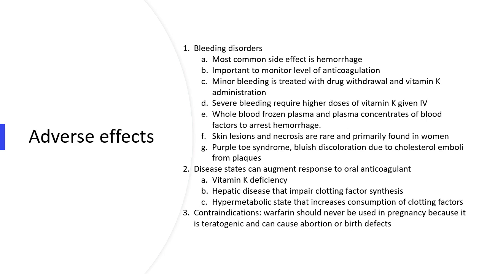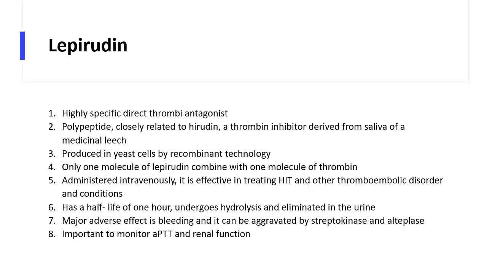Now, a third anticoagulant is lepirudin. It is a highly specific direct thrombin antagonist. It's a polypeptide closely related to hirudin, a thrombin inhibitor derived from the saliva of a medicinal leech, which is produced in yeast cells by recombinant technology. Only one molecule of lepirudin combines with one molecule of thrombin. Administered intravenously, it is effective in treating heparin-induced thrombocytopenia and other thromboembolic disorders and conditions. It has a half-life of 1 hour, undergoes hydrolysis, and is eliminated in the urine.